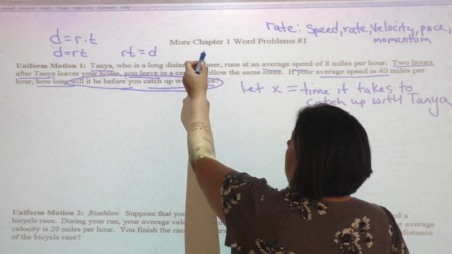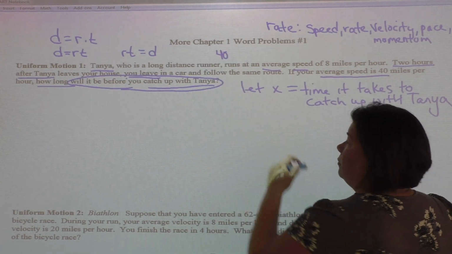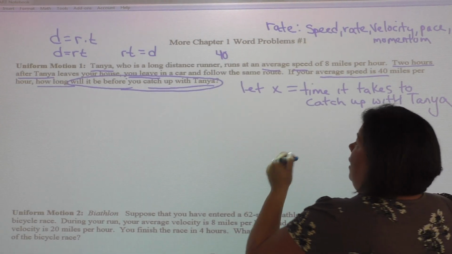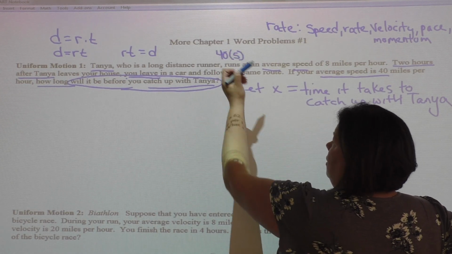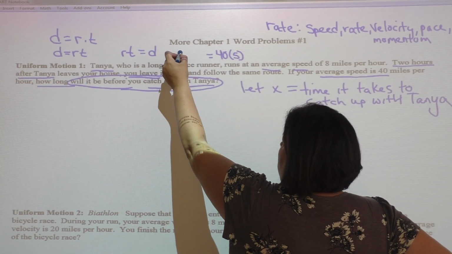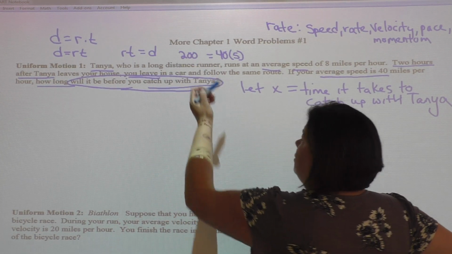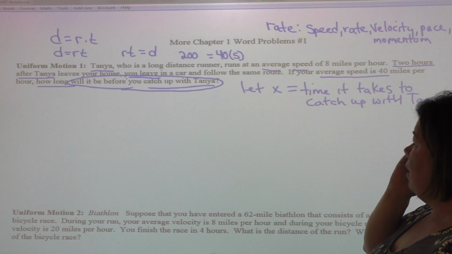So for example, let's say that I drove 40 miles an hour. That was my speed, and it took me 5 hours to drive at 40 miles an hour. I could say that my total distance was 200 miles. So this is distance equals rate times time. That's just an example.